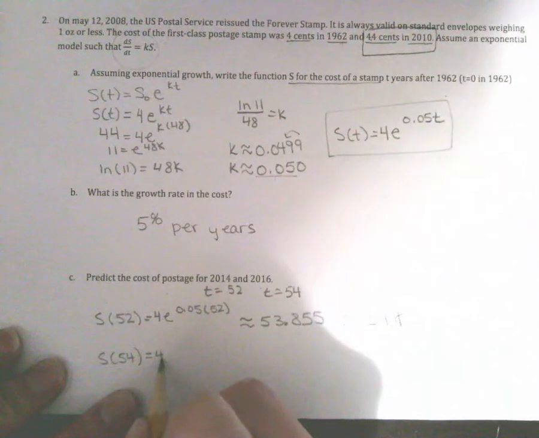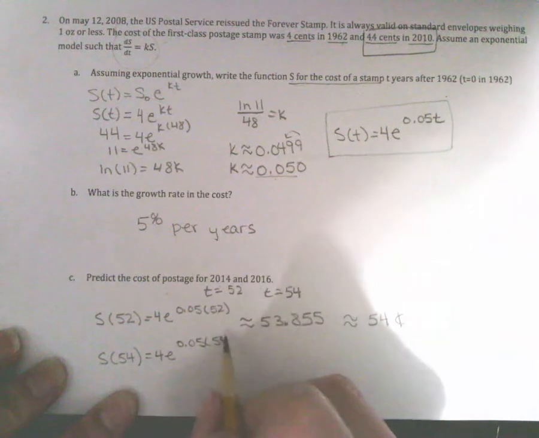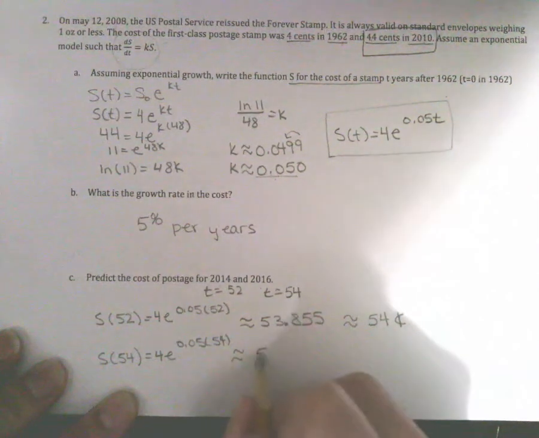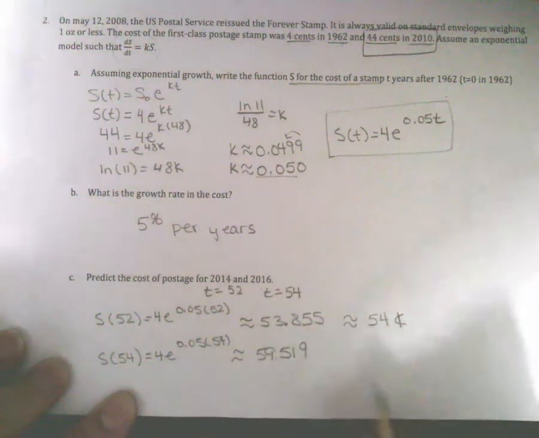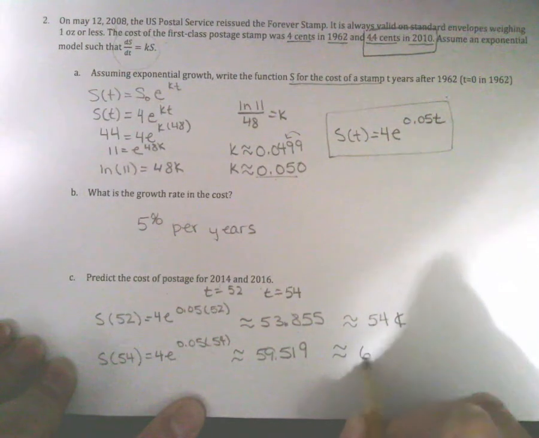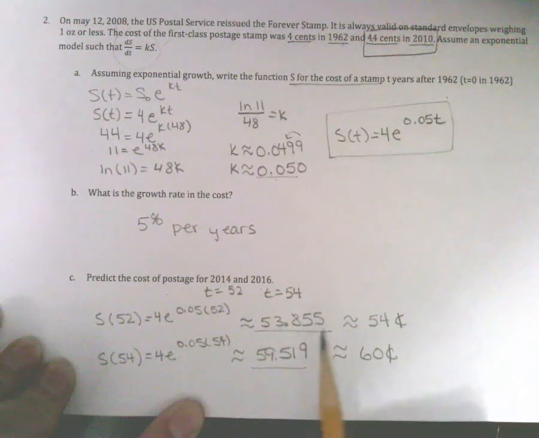Now, for the second one, we'll plug in 54, and we get 59.519. So I'm again going to choose to round up, so that's going to be about 60 cents. So just on your quiz, if you have to round in a similar way, that's totally fine. You can choose 53 or 54. Just show me this number so that I know what your original number was before you round.